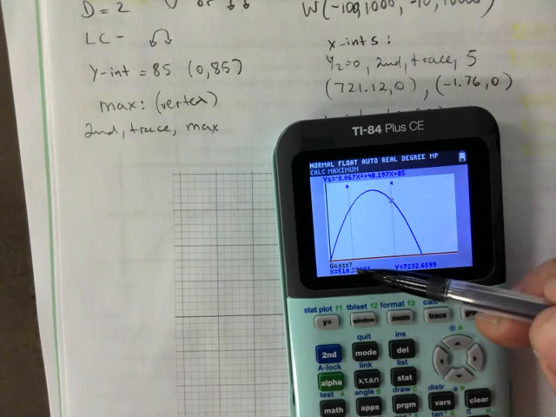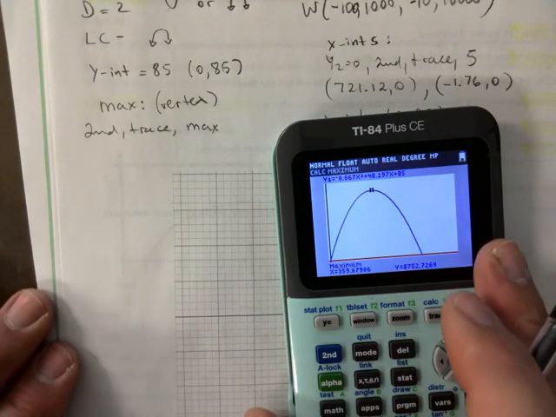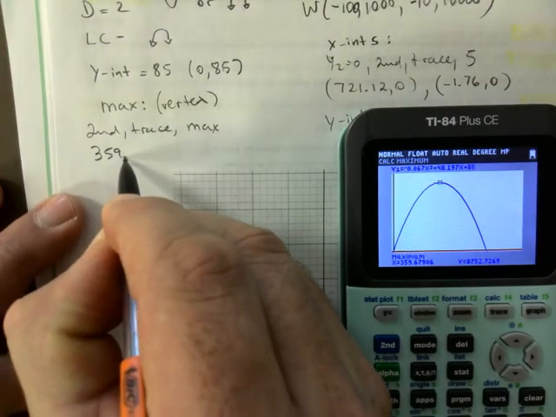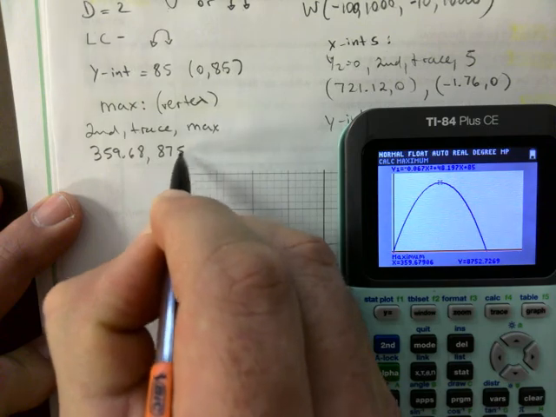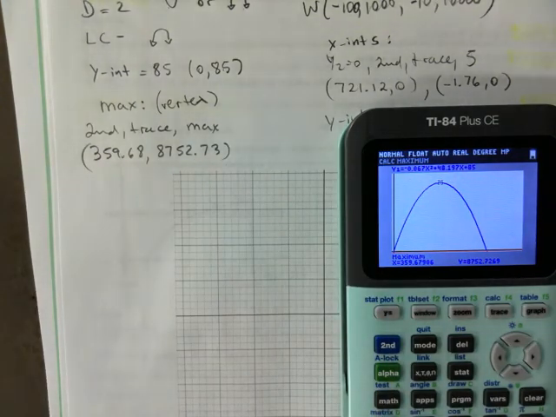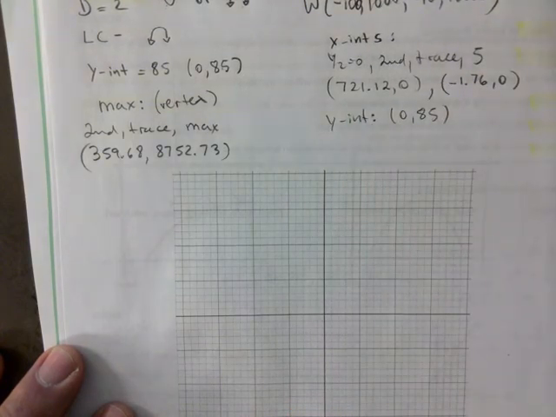Every time it says guess on our calculators, you hit enter one more time. It's just asking you, do you want me to start? And then it's 359.68 and 8,752.73. We're not going to graph it today. It's not going to work out.